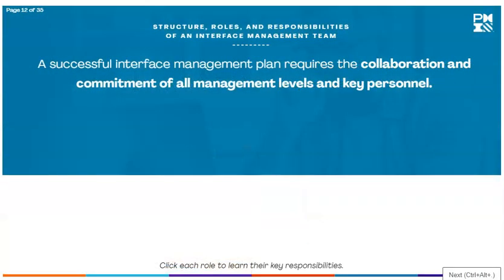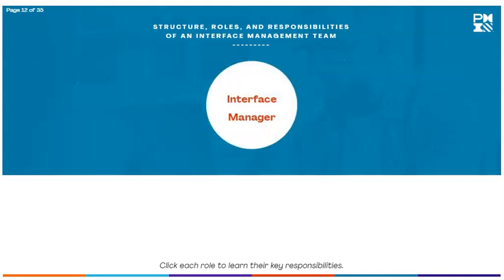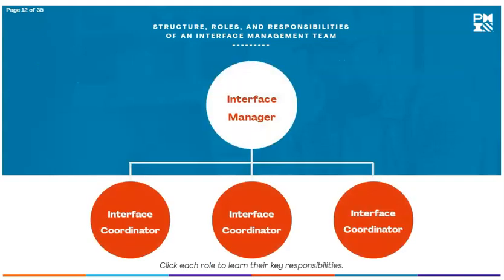A successful interface management plan requires the collaboration and commitment of all management levels and key personnel. Several interface and project engineers are involved in completing interface requests, or IRs. However, the two roles that are key to executing the interface management plan include the interface manager and interface coordinator. Click each role to learn their key responsibilities.